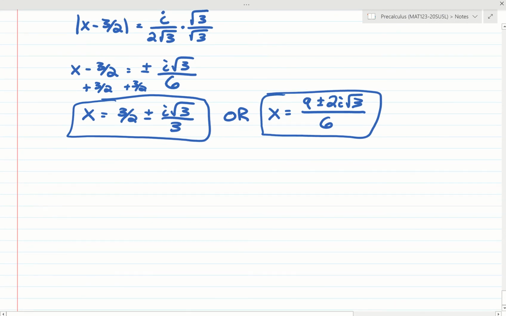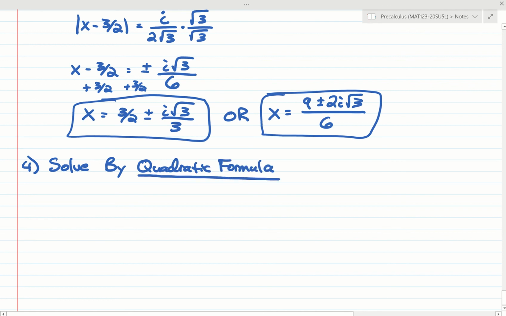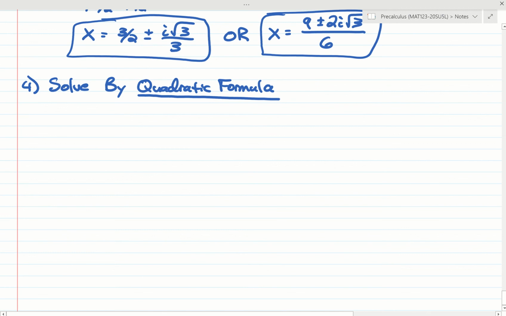Okay, and our last technique is to solve using the quadratic formula. Now the quadratic formula comes from completing the square. It's actually a really interesting process. I will make a separate video of that. I'll post it after this one. And if you're curious, you could actually see where the quadratic formula comes from. It's not just a bunch of random letters. It comes from completing the square.